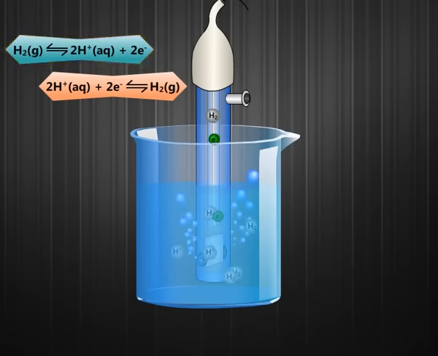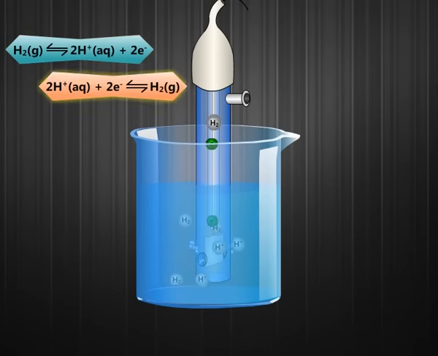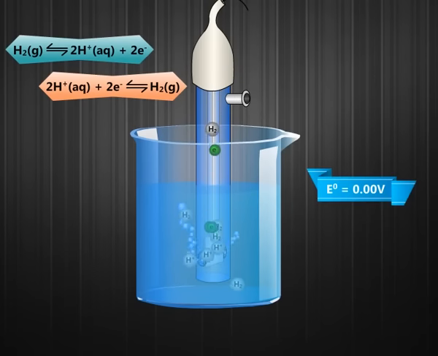Oxidation: H2 gives 2H+ plus 2e-. Reduction: 2H+ plus 2e- gives H2. This reaction is assigned a standard electrode potential E° of 0.00 volt and serves as reference.